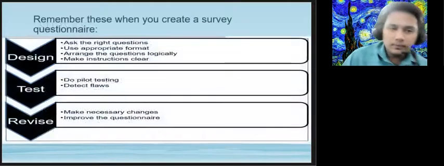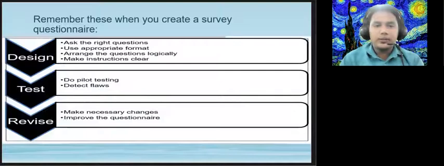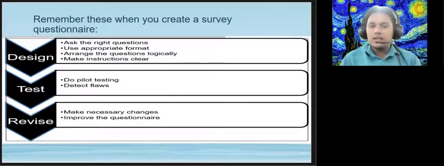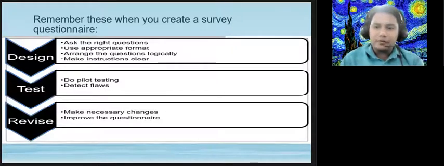Next, remember this when you create a survey questionnaire: design, test, revise. Pag sinabing design, nakapaloob diyan: ask the right questions, use appropriate format, arrange the questions logically, make instructions clear. When we say test, do pilot testing, detect flaws, then revise, make necessary changes, and improve the questionnaires. We will go with that one by one. The design of the questionnaire should not be taken for granted to be able to get accurate data.